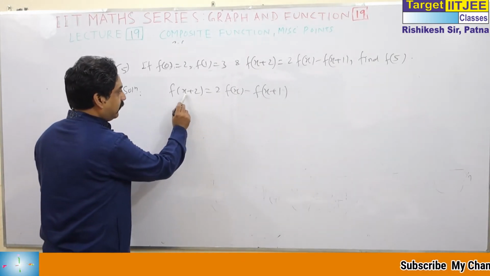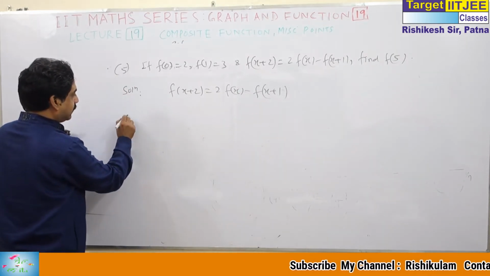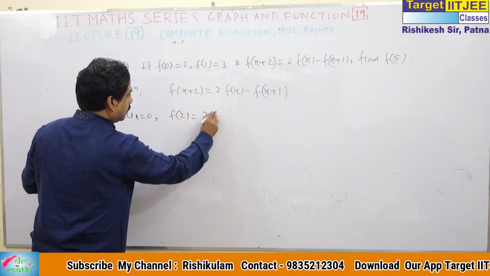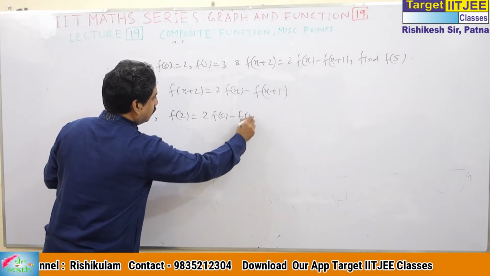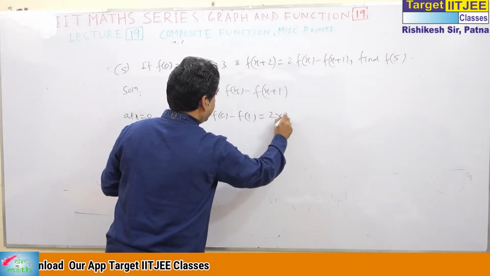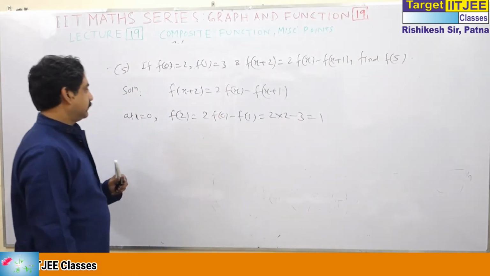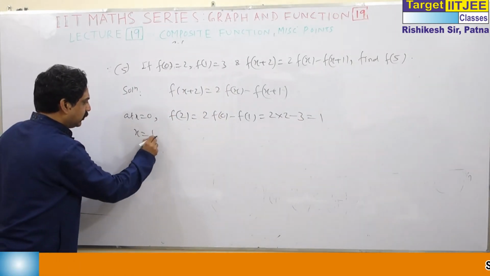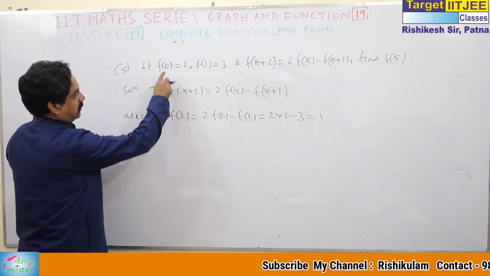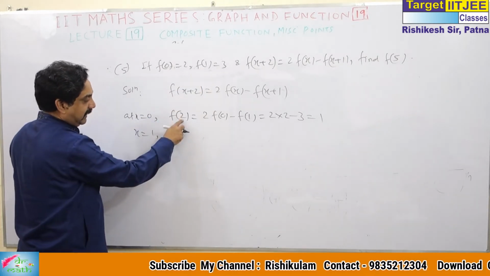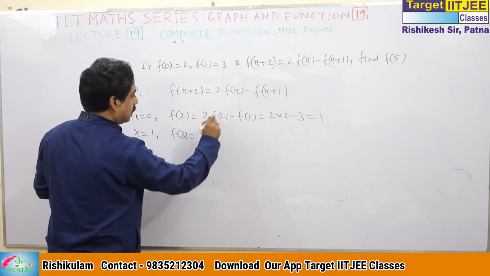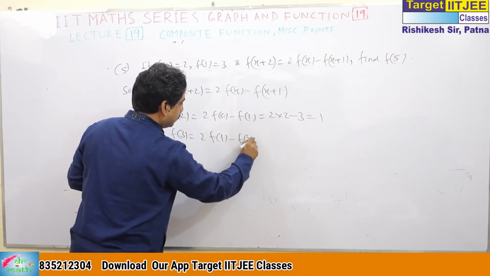For F2, what do we get? I will put x is equal to 0. This is f of 2, which is 2f0 minus f1. What is f0? 2. So this is 2 into 2 minus 3, which is 1. Now what at x is equal to 1? When we put x is equal to 1, already f0 and f1 are given and f2 is found. This is f3, which is 2 into f1 minus f2.